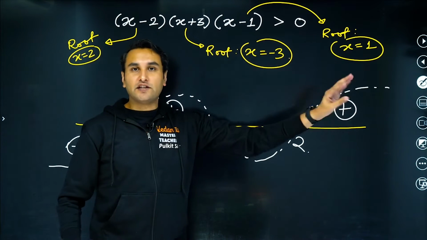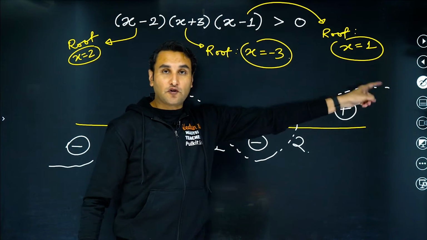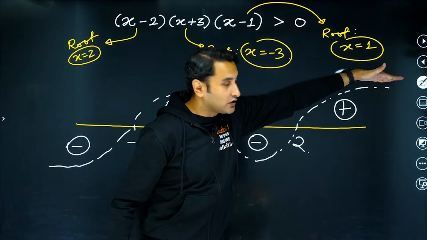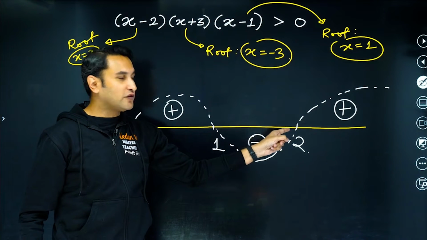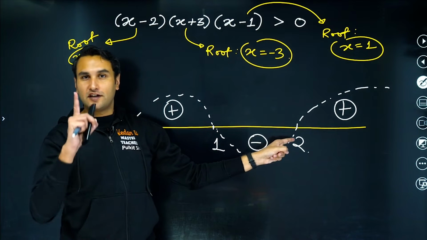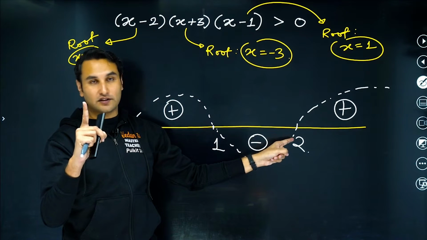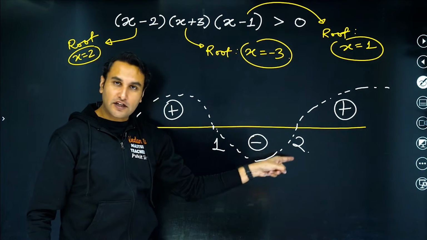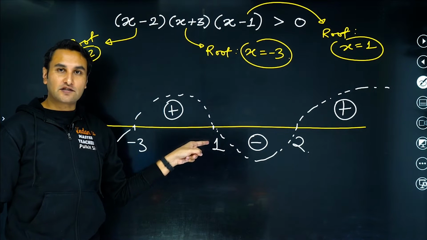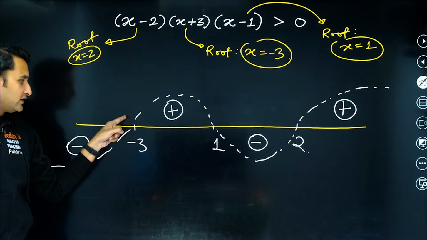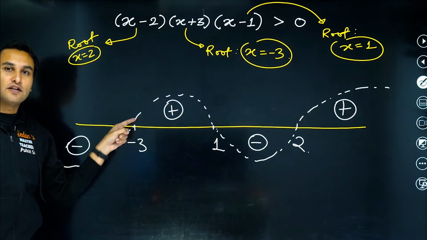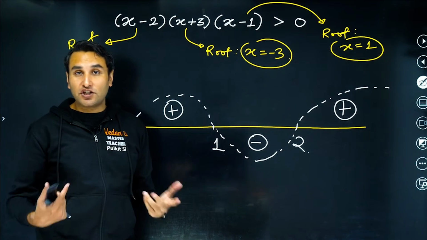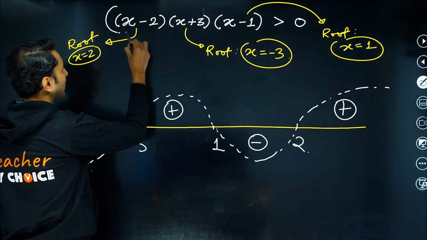Second step, start the train. Where will the train start from? From the extreme right hand side, it will start on the positive track. So the train is coming on the positive track. It will stop at the first station. What is the first station? The first root that it will encounter. So which is the first root from the right hand side? 2. Stop at 2, change the sign. Stop at the next station, 1, change the sign. Stop at the next station, change the sign. That's it. That is why we call it wavy curve. This is how the sign changes of this entire multiplication.